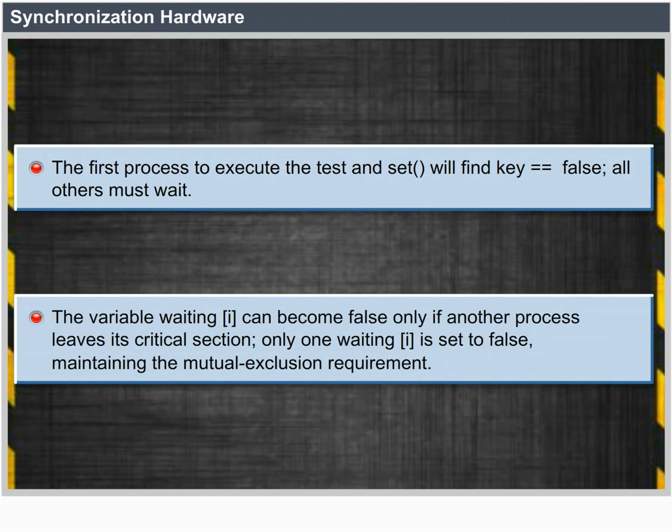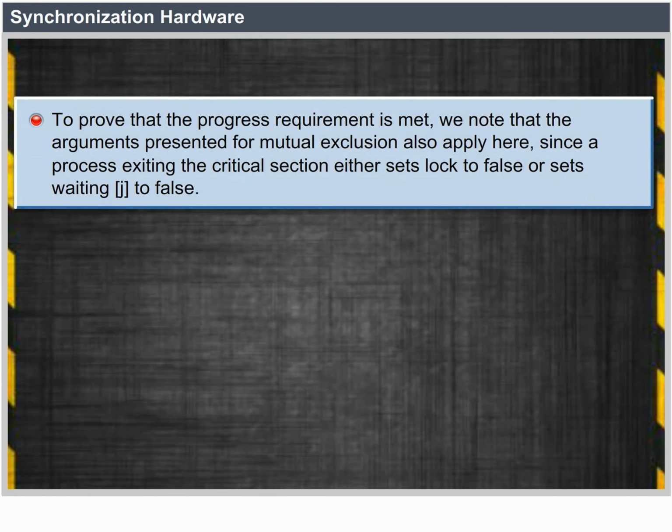exclusion requirement. To prove that the progress requirement is met, we note that the arguments presented for mutual exclusion also apply here, since a process exiting the critical section either sets lock to false or sets waiting[j] to false. Both allow a process that is waiting to enter its critical section to proceed.